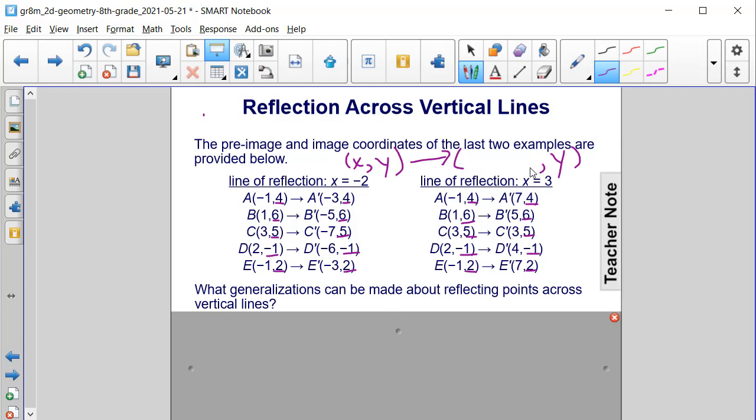The x-coordinate does change. Let's try to see if we can figure out how these x-coordinates that we're given and the line of reflection might be able to produce our image points. So I have a -1 and a -2. I got to do something with -2 and -1 to get me to -3. So let's write that down. We have something going on with a -2, and then we're doing something with -1, and we're going to end up getting -3 as a result.